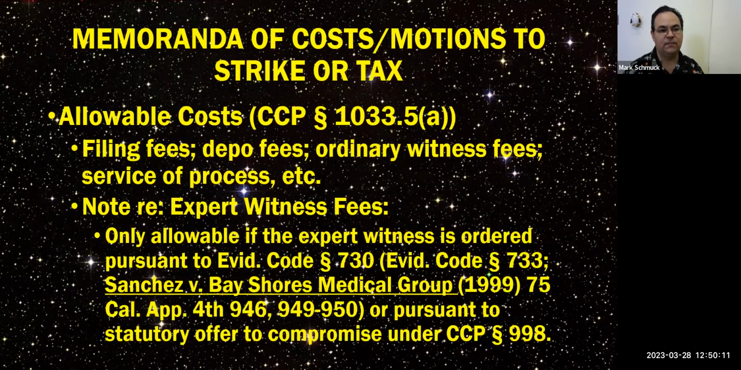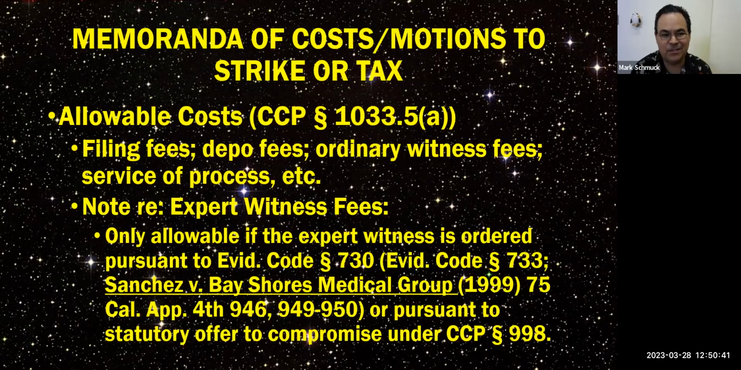Allowable costs. We're looking at CCP 1033.5(a). Generally speaking, I'm not going to go through all of the types of costs that are allowable, but we're looking at filing fees, deposition fees, ordinary witness fees, service of process, and so on. There's a whole list of several types of costs under CCP 1033.5(a) that are presumably allowable. I want to make a couple of notes here.